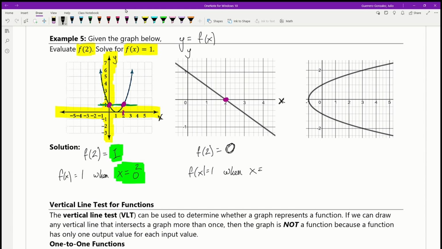If I want my output to be 1, so here's 1 on my y, my outputs. What x value does that? I'm looking at this point now, right here. I'm on purple. There we go. Right there. So it's going to be 0. And done. Okay, next one.